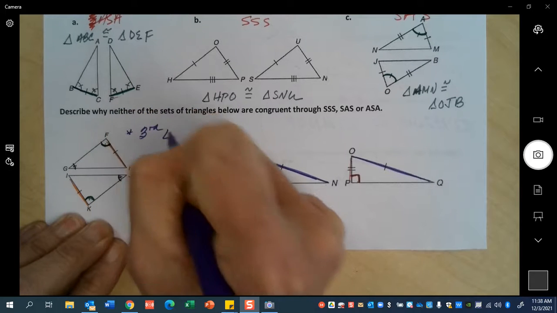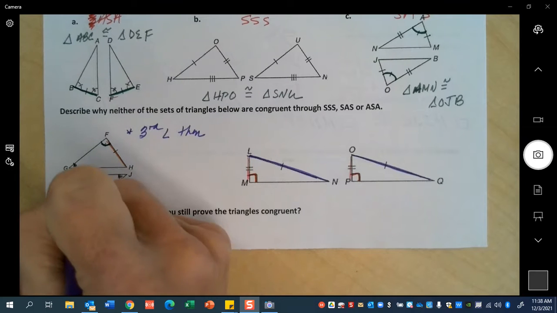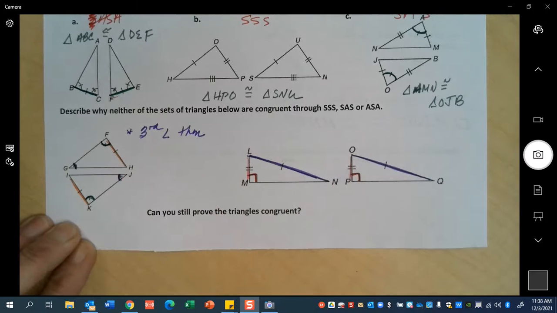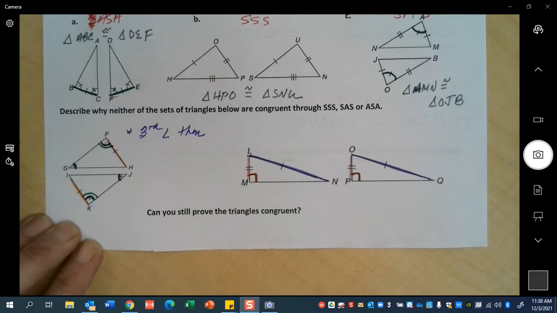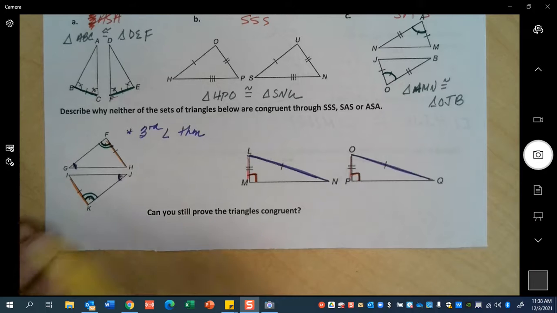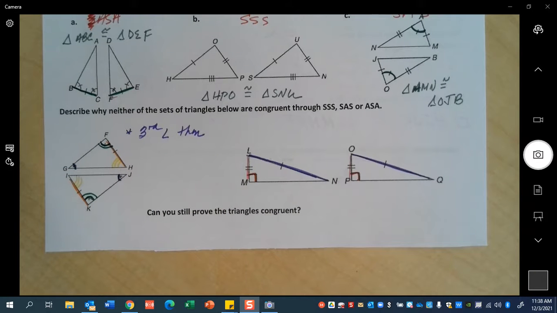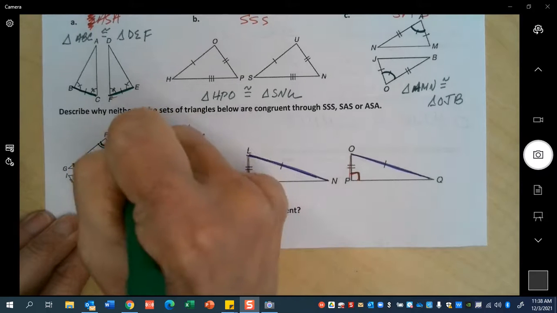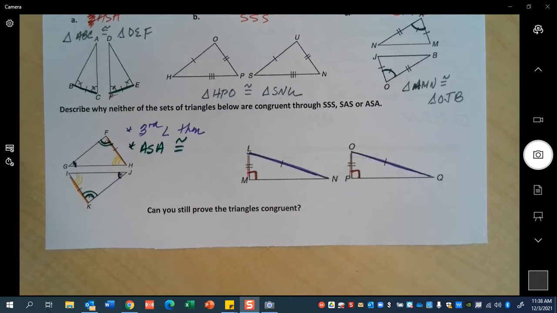So if you remember our third angle theorem, that's the one that says if you have two angles of a triangle congruent to two angles of another triangle, then the third angle is also congruent. So now I have this angle is congruent to this angle, and now I have angle, side, angle congruence. So our third angle theorem makes that possible. Good job. Let's go on to the next one.